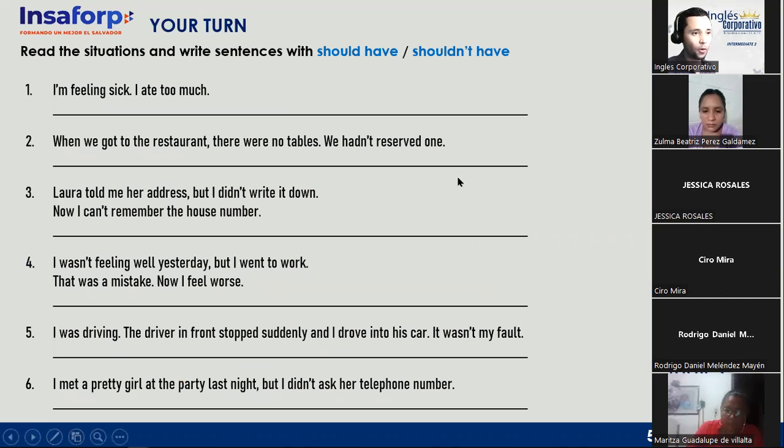So what are we going to do right here? Take a look. We have the first exercise. This is your turn. Read the situations and write sentences with should have or shouldn't have. We're going to have an example. I'm feeling sick. I ate too much. ¿Por qué se siente mal? Porque comió mucho. Entonces, no debió comer tanto. What about the first one? Who has the answer?